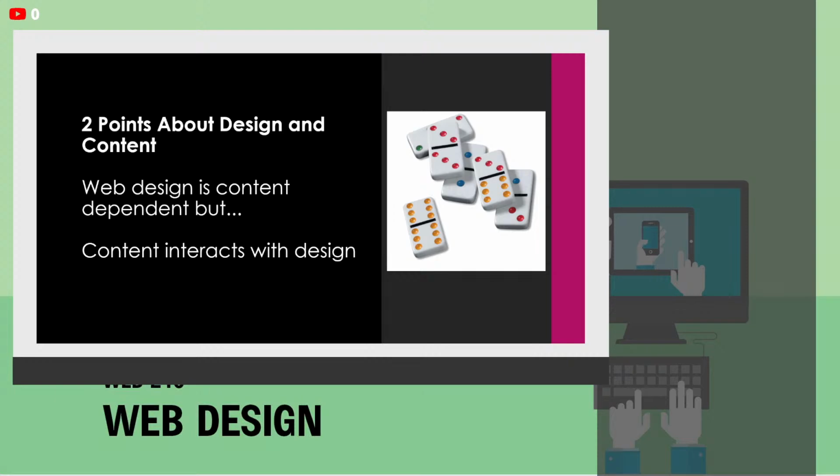But another thing we need to remember here is that the content interacts with the design. The way that we lay out the content, where we put different pictures and where we put text, interacts with the design. So in that way, the design of the site is content dependent. But the content is also dependent on the design of the site, because the design influences layout, and layout influences how content is read, as we've talked about in previous weeks, and how content is interacted with.